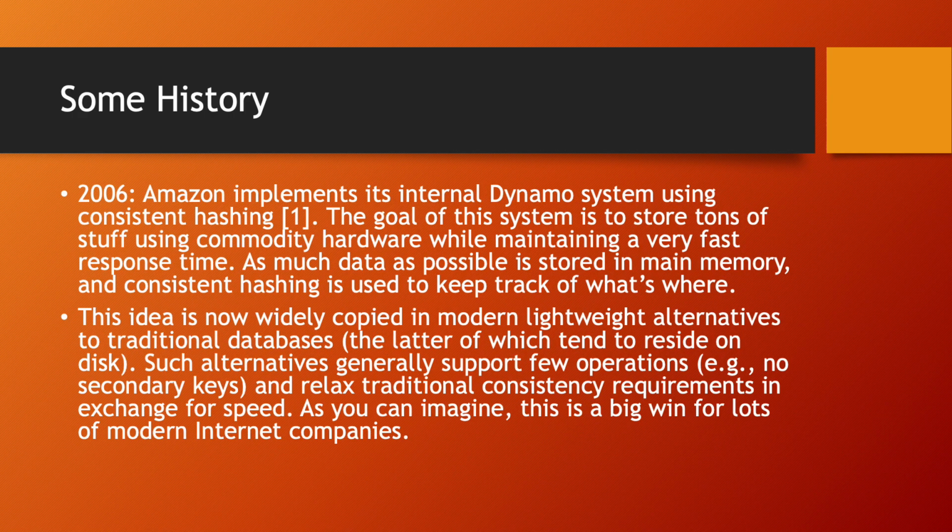2006, Amazon implements its internal Dynamo system using consistent hashing. The goal of the system is to store tons of stuff using commodity hardware while maintaining a very fast response time. As much data as possible is stored in main memory, and consistent hashing is used to keep track of what's where. The idea is now widely copied in modern lightweight alternatives to traditional databases. Such alternatives generally support few operations and relax traditional consistency requirements in exchange for speed. As you can imagine, this is a big win for lots of modern internet companies.